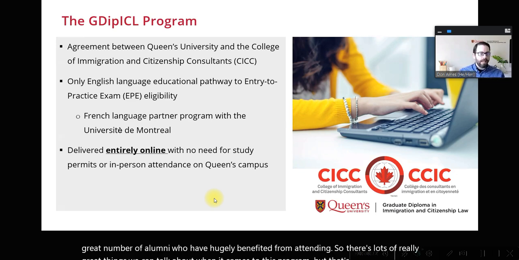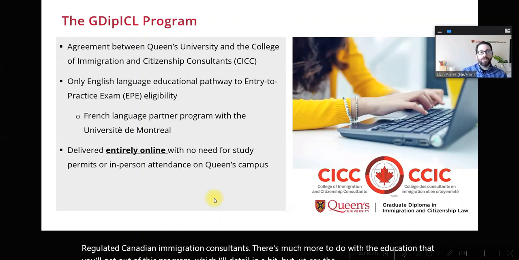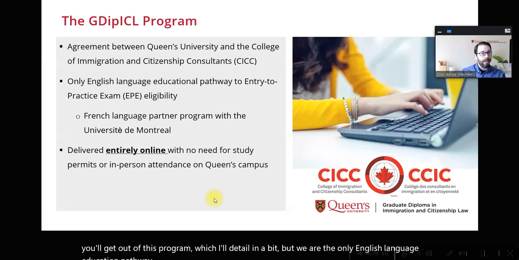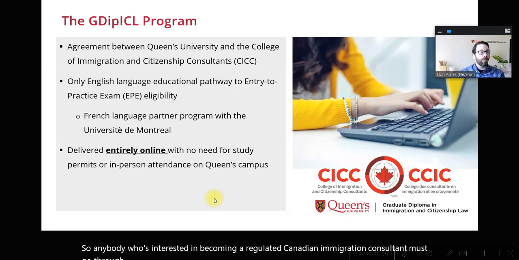But that's kind of how it formed. And the number one thing that we know our applicants are interested in is becoming regulated Canadian immigration consultants. There's much more to do with the education that you'll get out of this program, which I'll detail in a bit, but we are the only English language education pathway to become eligible for the entry to practice exam. So anybody who's interested in becoming a regulated Canadian immigration consultant must go through our program or the French language program at our partner institution, the Université de Montréal, to become eligible to write that EPE.